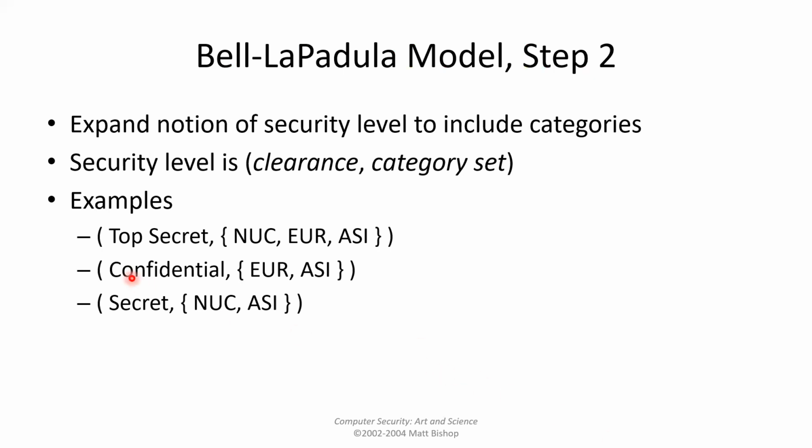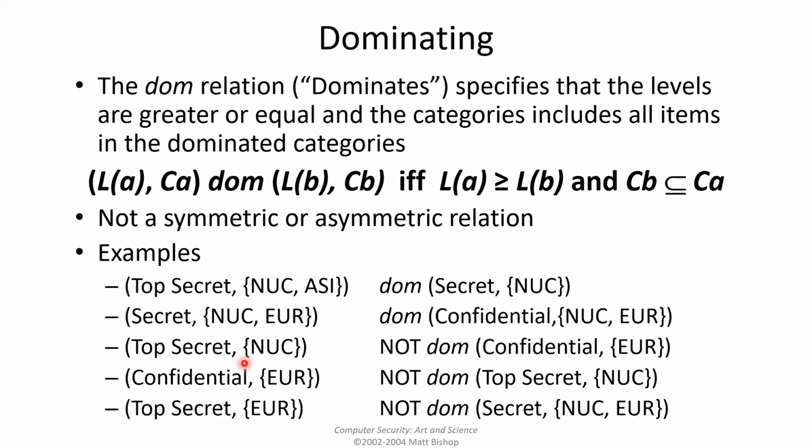Let's look at some examples here. This person or object, both people and objects have categories and levels. This person is top secret and cleared for nuclear Europe and Asia. I borrowed this slide from the author of the textbook. Somebody confidential, Europe and Asia, and somebody secret, nukes in Asia. Okay, so that's it. Now, there is this dominating relationship that specifies the relationship between one object and another person. This is important. This is what all this Bell-LaPadula model rests on.